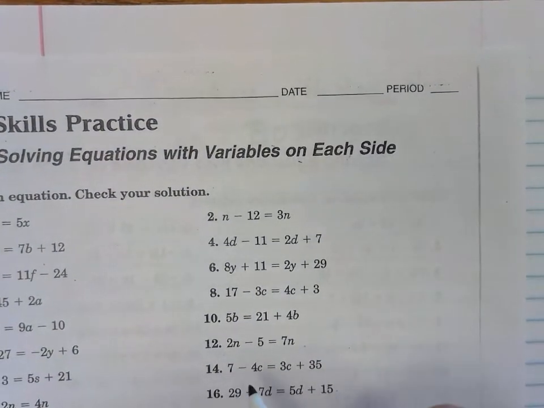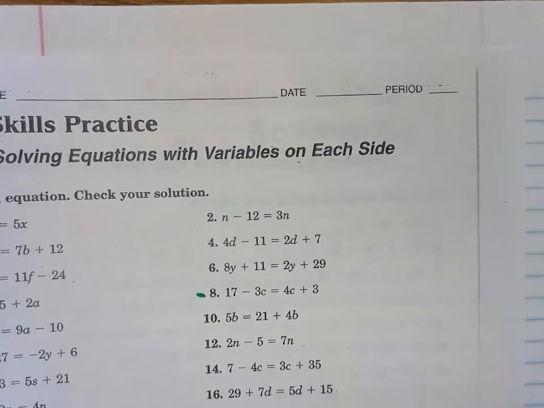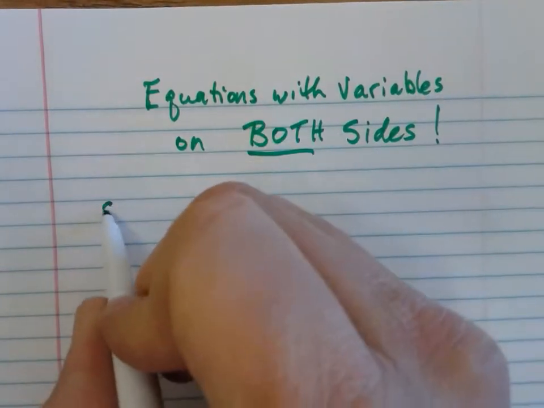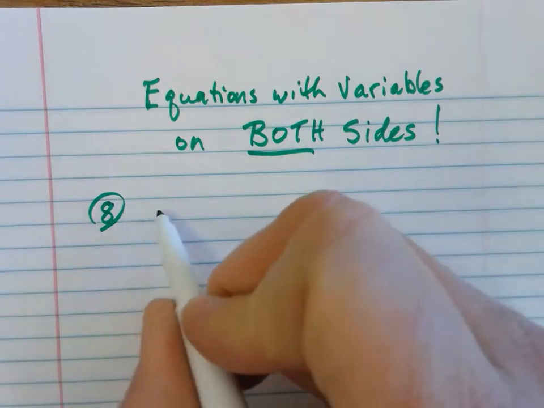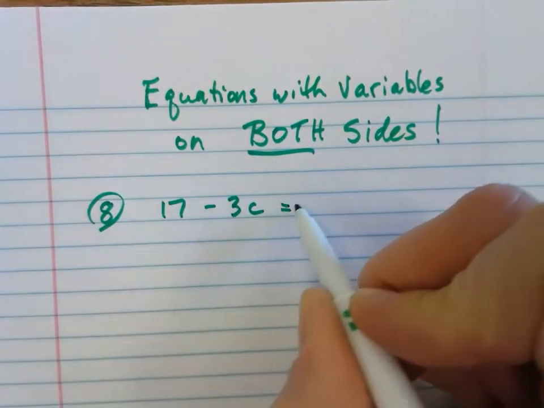All right, so I am going to start out, and I'm just going to take a couple different ones here. So let's just say we're going to start with number 8, for example. Okay, so I'm going to put that on my paper right here. Let's see, we got 17 minus 3c equals 4c plus 3.